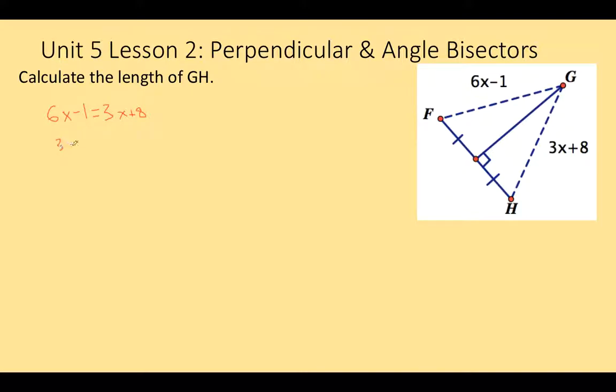Subtract 3x from both sides, leaves me with 3x minus 1 equals 8. Add the 1 to both sides, I get 3x equals 9. Divide both sides by 3, and x equals 3. Of course, if I need to find the length of GH, I'm just going to plug 3 in right here, and I get 9 plus 8, so GH is equal to 17. I would imagine that not a lot of you are going to struggle with that.